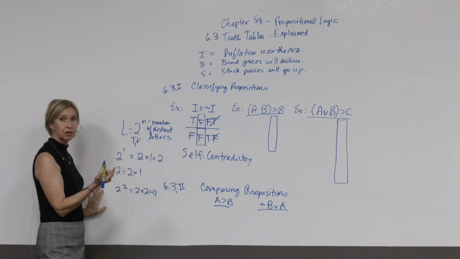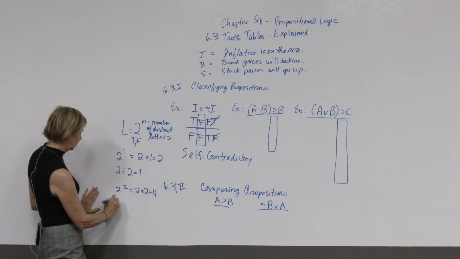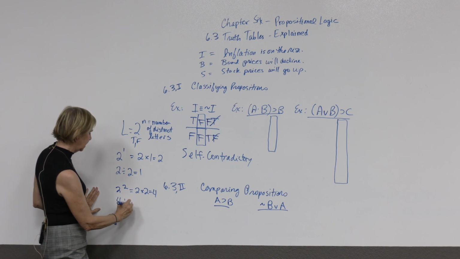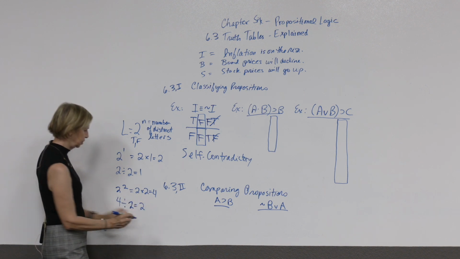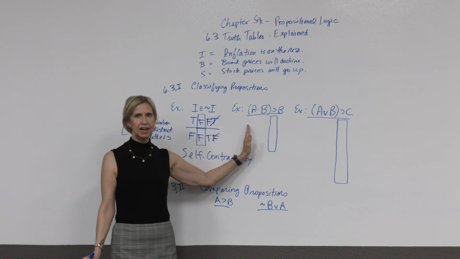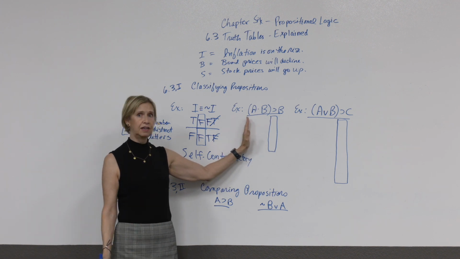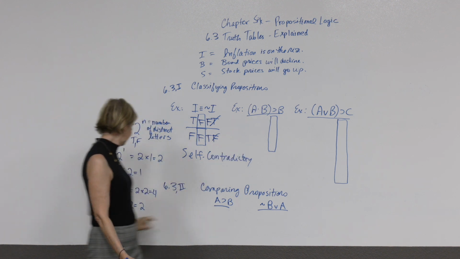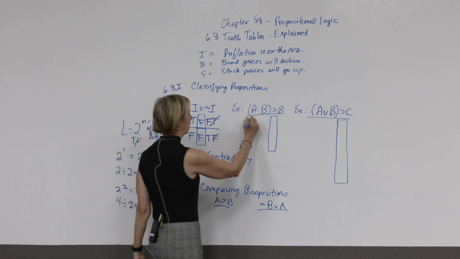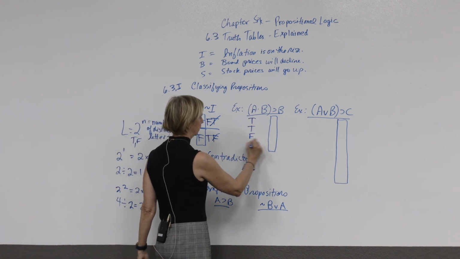And then how do we start constructing the table? You take the total number of lines, 4, you divide in half, 4 divided by 2 equals 2, and under the leftmost letter, and always do this the same way, start on the left side, the first letter, you take 2 true and 2 false.